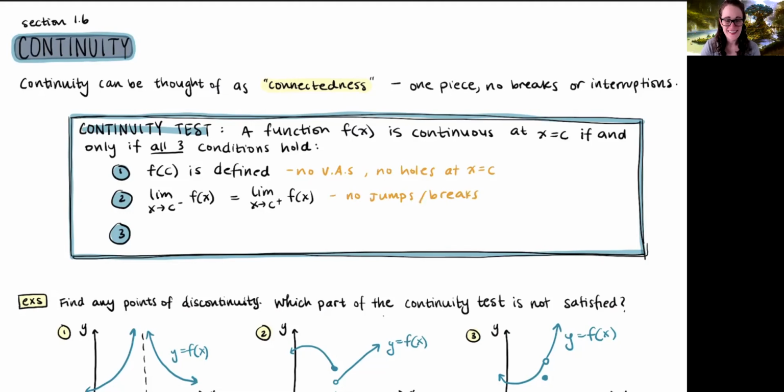Okay, but that still isn't enough. There's still one more thing that we need. And that is that as you are approaching c, the limit where it looks like it's heading towards has to actually be what you get when you plug in the x value of c. Okay, so the limit as x approaches c of f of x, it has to actually go where it looks like it's going. So this has to equal f of c.